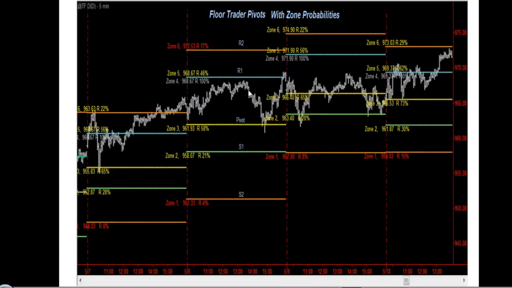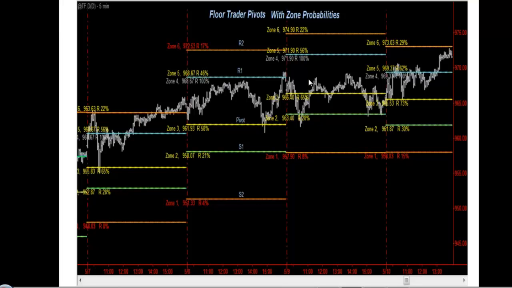They stayed within this one zone most of the time, but it did peak through this 58% right here, and it did actually at the end of the day peak up through this 46%, but it never got up to the 17% there or the 21% there.